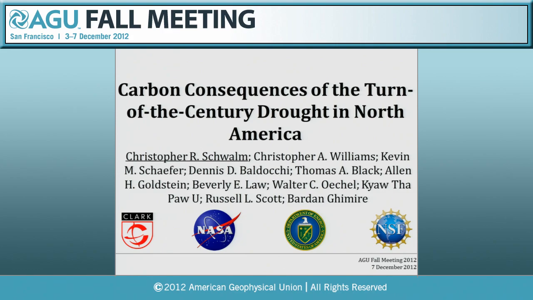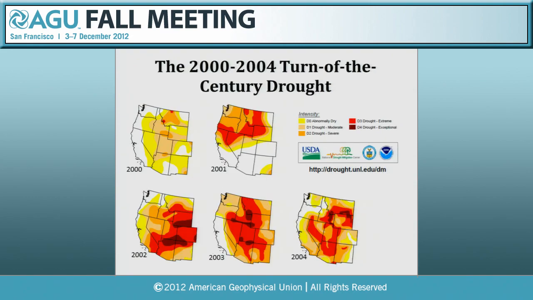And then the final thing is to really try to understand what the likelihood of this 5-year event was in the past and how that's going to change in the future. So let's start off with a very simple spatial representation of the so-called turn-of-the-century drought. This is the drought monitor product. We have 2000 to 2004. The only thing that I'm showing here is the month of August.